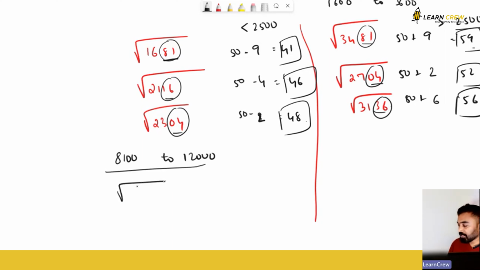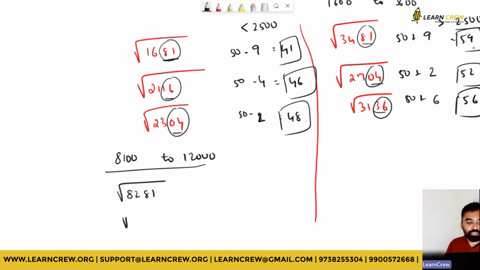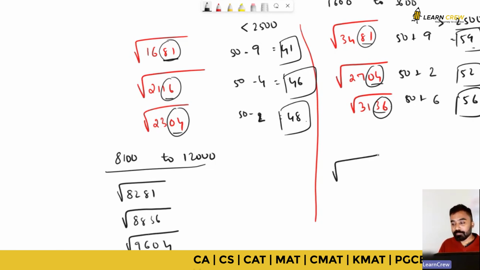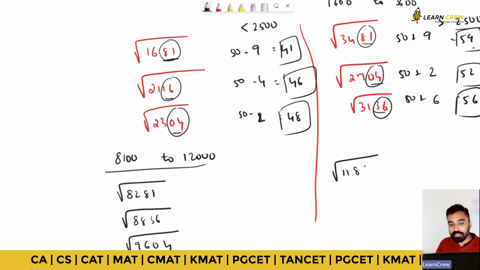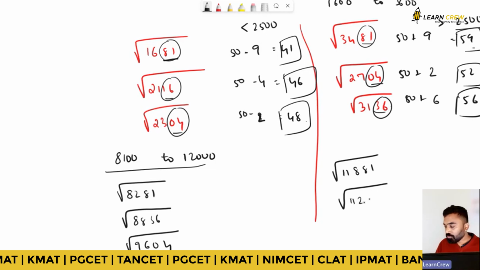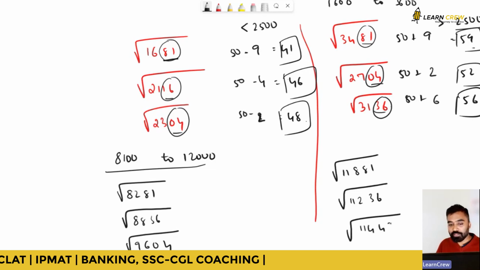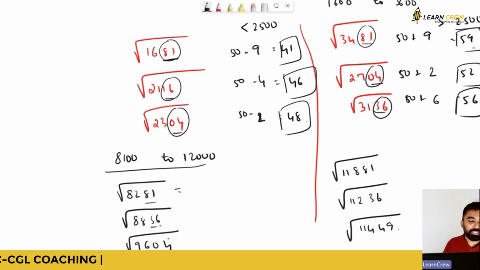The first square root is something like this: 8281. Second square root is 8836. And third square root is 9604. And this side is going to be 11881, 11236, and this is going to be 11449. The last two numbers again, find out.